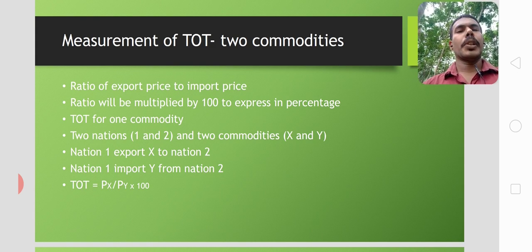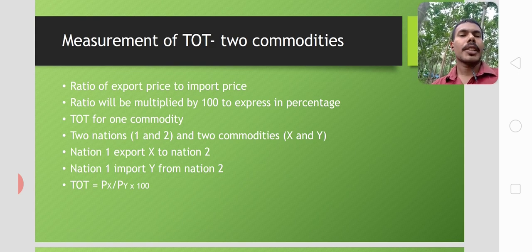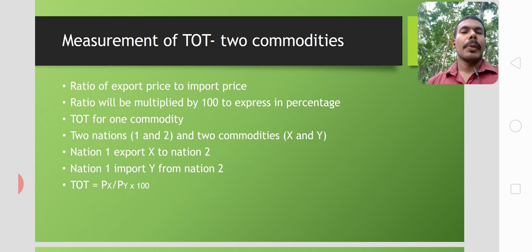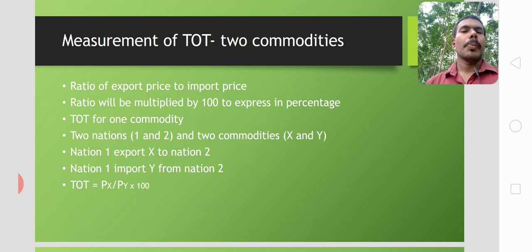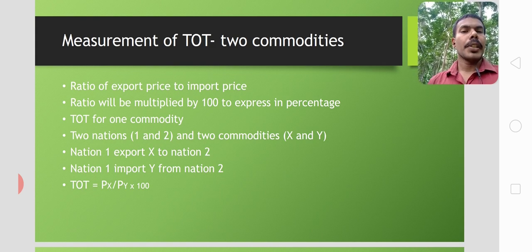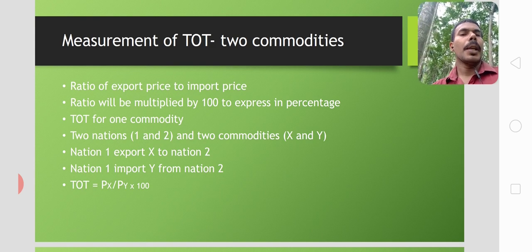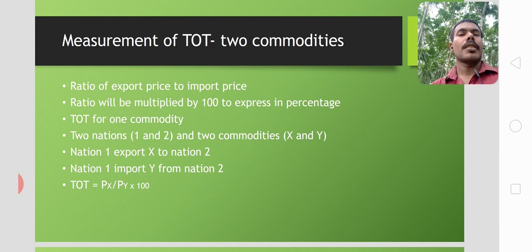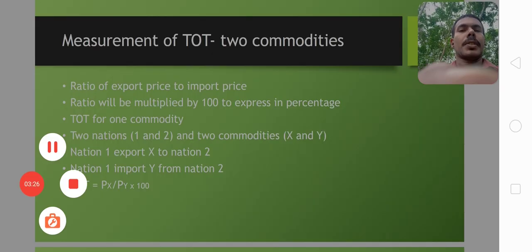The equation for measuring the terms of trade is Px by Py into 100. Px is the price of export, Py is the price of import. It can be multiplied by 100, then we will receive the terms of trade in percentage. The Px may be the price index of exported commodities, and Py may be the price index of import commodities for many commodities trade between two nations.